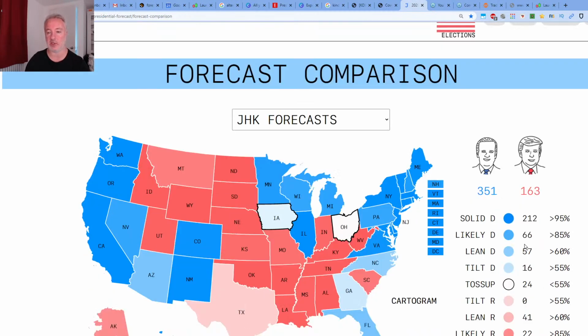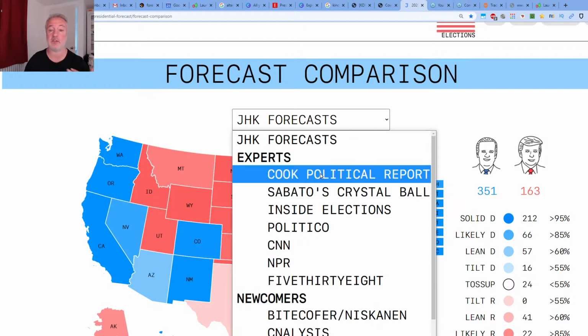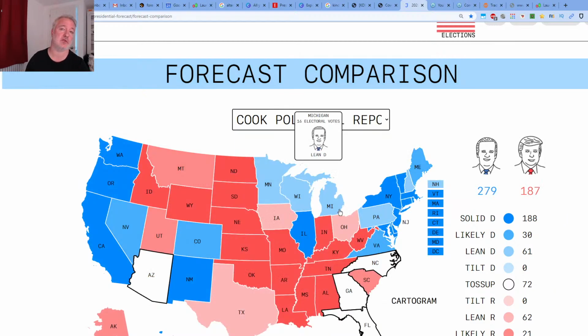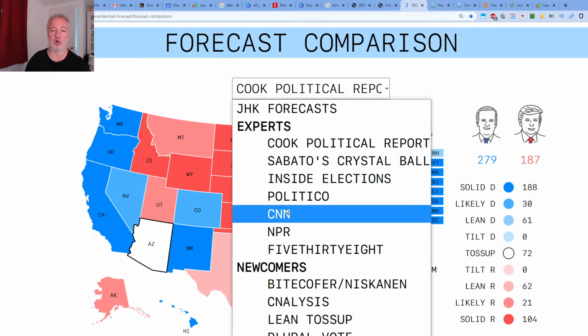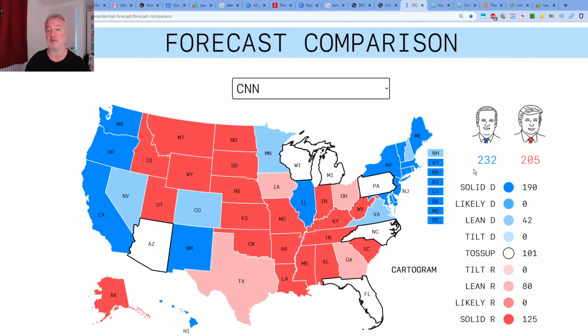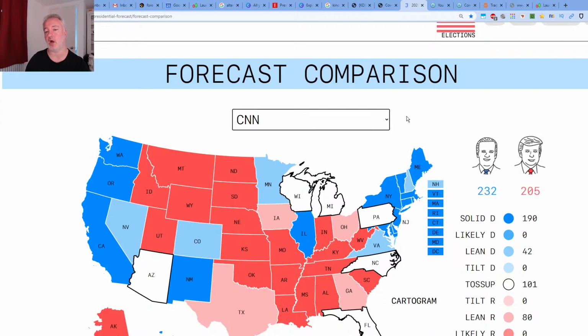But there's different votes here. So you can see you've got 351, 163, 270. Whoever gets to 270 first is effectively the new president. Okay, 279 to 187. They're not all shiny. CNN is more conservative. CNN is 232, 205. So they're very neutral. But it does give you a really good idea about that. Okay, so that's it. I just wanted to kind of show you that.